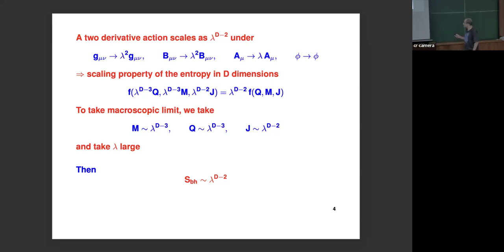So this also suggests that there is a way to take the macroscopic limit, that we simply use these scalings. We scale the mass, charge, and angular momentum in this way, and just take lambda to be large. In this limit, the black hole entropy scales as lambda to the d minus 2. And in this limit, it's also clear that all the higher derivative corrections will go to 0. They'll be scaling at lower powers of lambda.